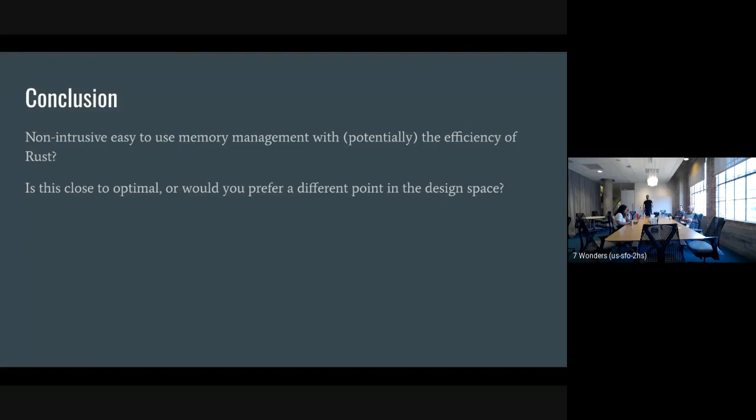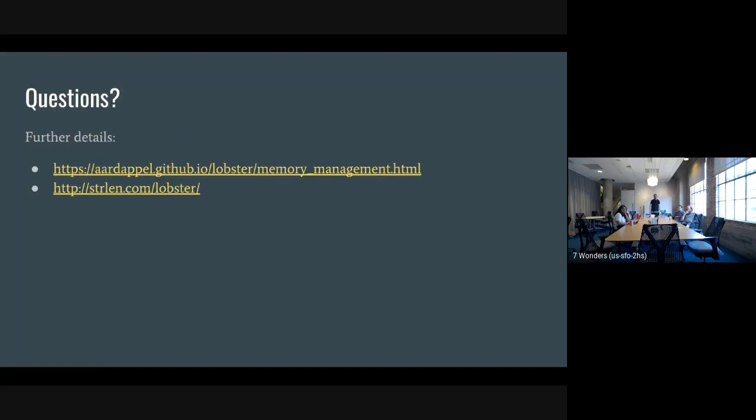So, conclusion: we have a non-intrusive, easy way to do memory management with potentially the efficiency of something close to Rust. I would argue this is maybe close to optimal, but maybe you guys have an opinion about where else in the design space you think things would be optimal. I'd love to hear that. So, if you have questions about all of this, and of course, if you want further information, there is stuff out there.